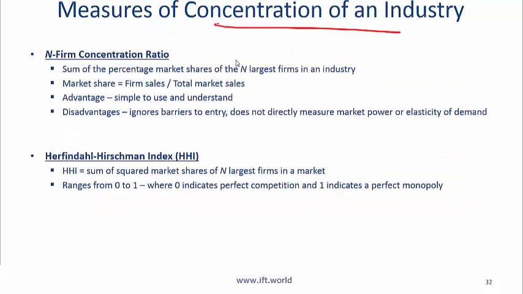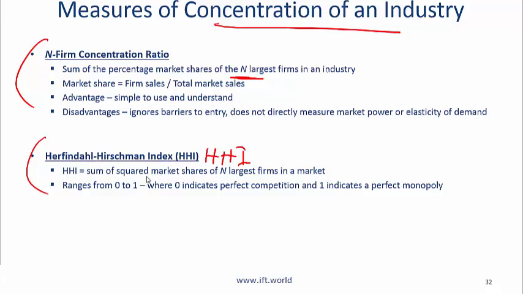This is important. You need to know the measures of concentration of an industry. The two big measures are the N-firm concentration ratio and the Herfindahl-Hirschman index, more easily referred to as HHI. The N-firm concentration ratio is the sum of the percentage market shares of N largest firms in an industry. So you will see the term, the 4-firm concentration ratio. That means we are taking the top 4 firms, taking their market shares and adding those numbers. If you get a large number, that means we have a few major players, and that would imply that the industry is concentrated.